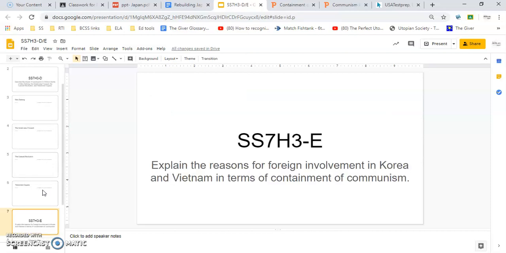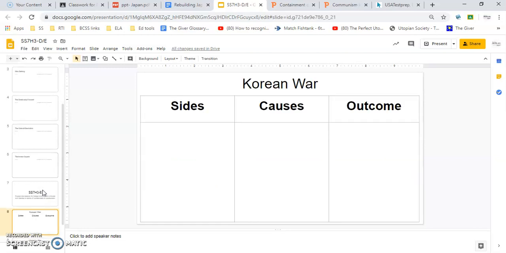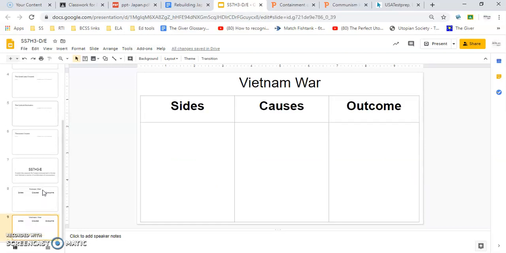Then we go to SS7H3E. These are explaining the reasons for foreign involvement in Korea and Vietnam in terms of containment of communism. Now there's 2 things that we're really focusing on here, and that's the Korean War and the Vietnam War. All of these things, what we want you to do is you can even have little bullet points of what were the sides, what was the cause, what was the outcome. So who was fighting, why were they fighting, and what happened.